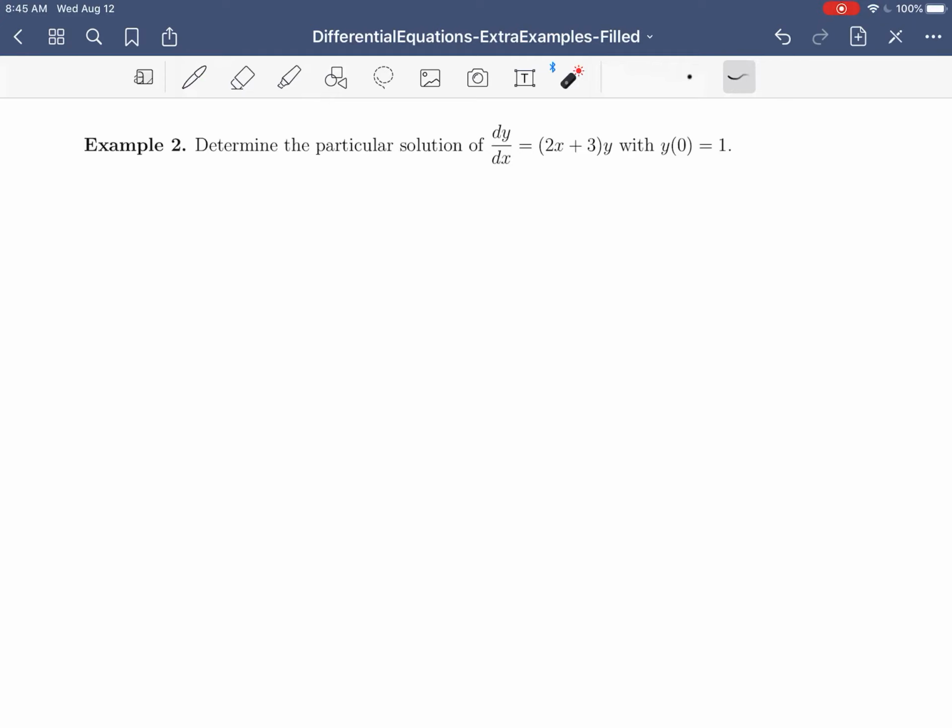So we have dy/dx equals (2x + 3) times y. And we also have an initial condition here that y(0) = 1. Okay, so what you want to be careful about is it's easier to separate when it's like this. So don't just go in and expand the y, because then it's going to be harder to separate the x's from the y's. Okay, so we want to just leave it the way it is.